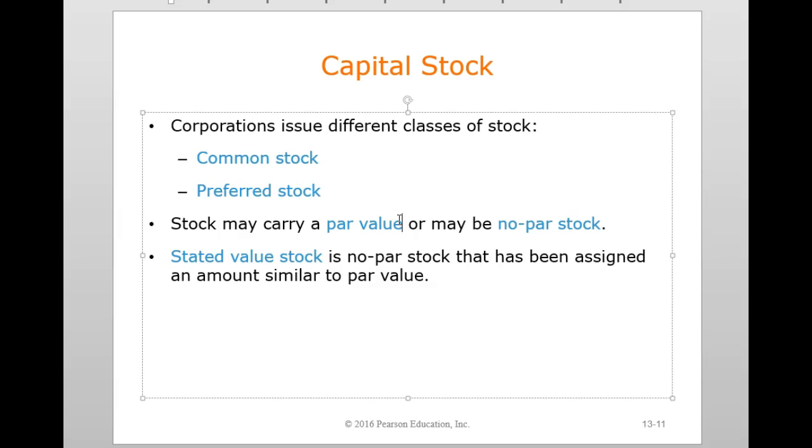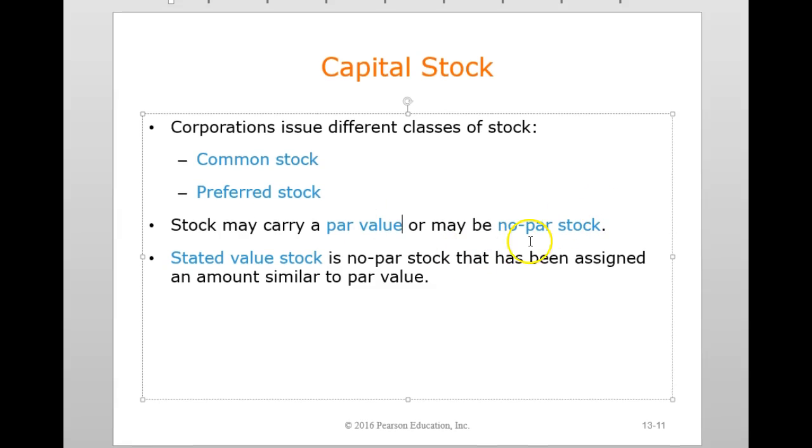And usually the amount is so low that the market price will never go below the par value. Or there may be no par value, which has no stated value or no stated amount. And then there's stated value stock. And this is no par stock that has been assigned an amount similar to par value. So it can get confusing. Typically par and stated are treated the same.